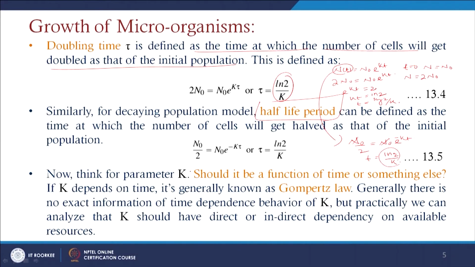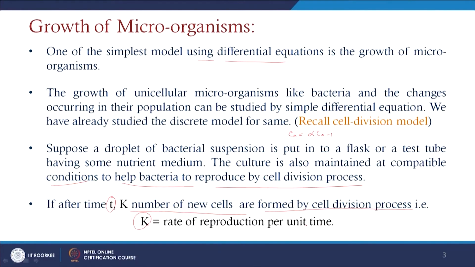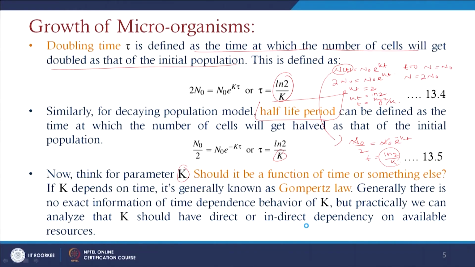Now, think of the parameter k here. k is nothing but the rate of reproduction per unit time. Sometimes it may be decaying, sometimes it influences the increment of the population level. So we can think of how this parameter k acts inside the population level for the increment and decrement of the population. Should it be a function of time or something else? With respect to time, whether k will change or not, we also have to consider.